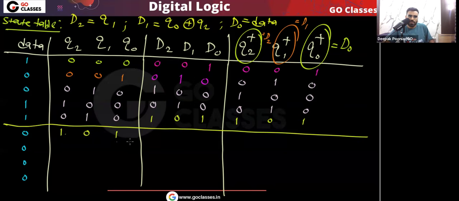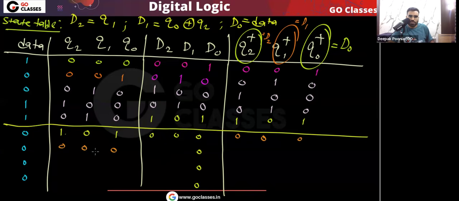Now next you can see this 1, 0, 1. So what will be D2? That is Q1. Then you can see 0, and then you can see 0. Now remember, this D0 is same as data, right? So it will be 0 only, correct? Okay. Now let's see here. So this 0, 0, 0, I can just write it here.